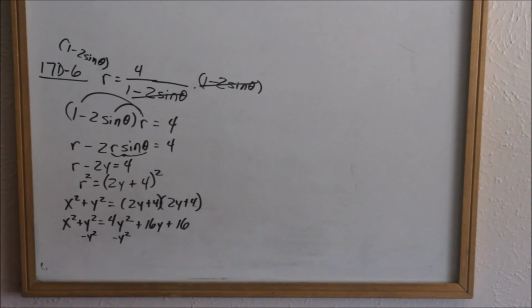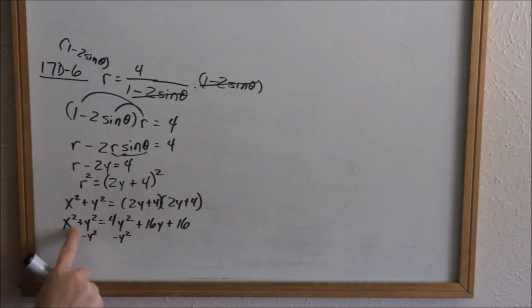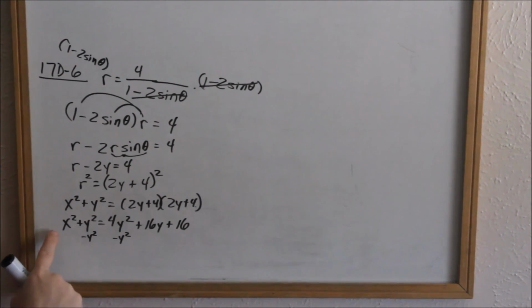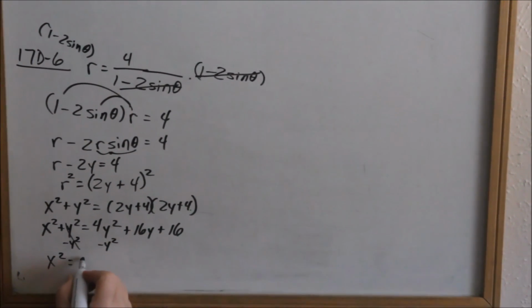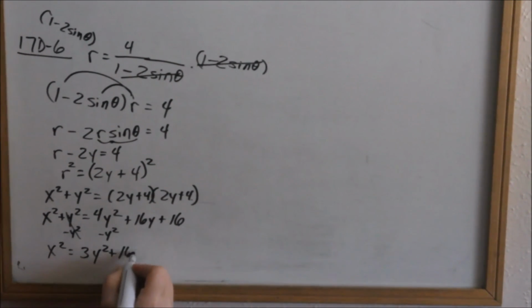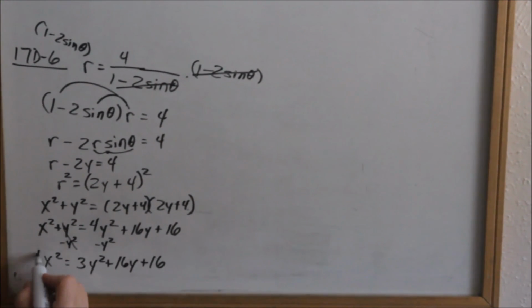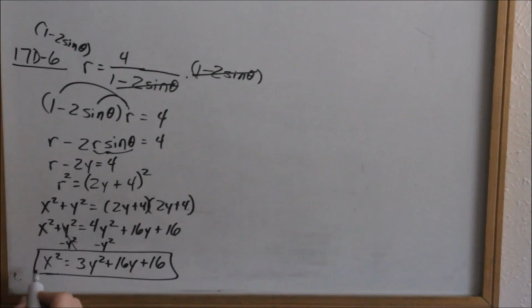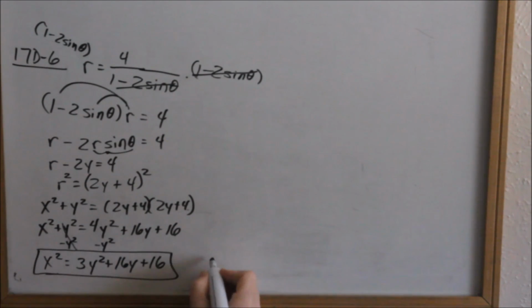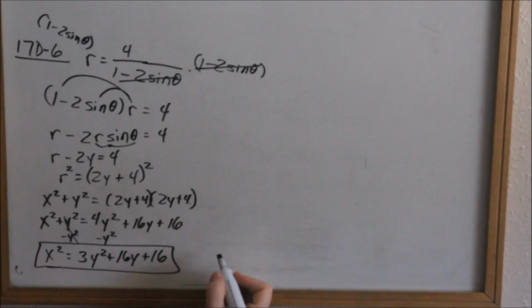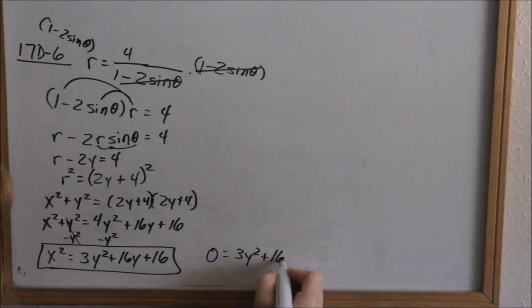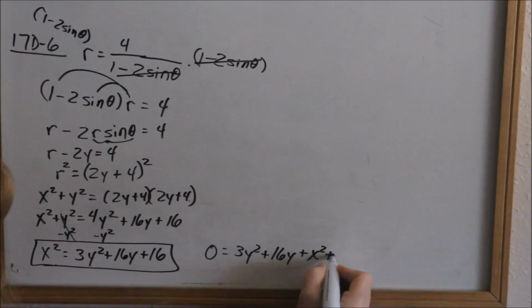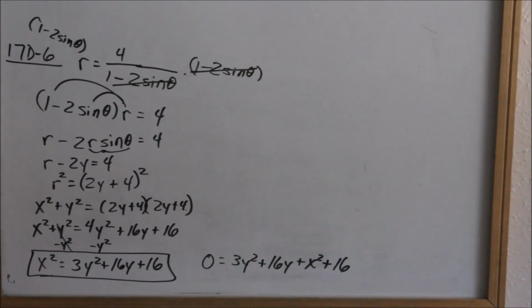This would probably be some sort of ellipse because my x and y are both squared, but my coefficients are different. So I'm not even going to worry about putting it in any kind of ellipse form. So here I'm just going to leave it as x squared equals 3y squared plus 16y plus 16. And if your form is not exactly like the book's, don't panic too much if you can tell that the answer is right. You could have put everything on one side if you wanted to. You could put it in the form of 0 equals 3y squared plus 16y plus x squared plus 16. So the main thing is just to know that you have all your terms in there.